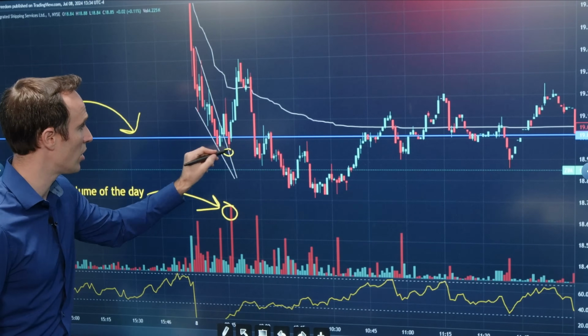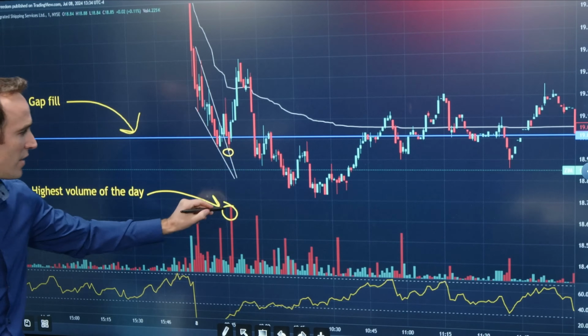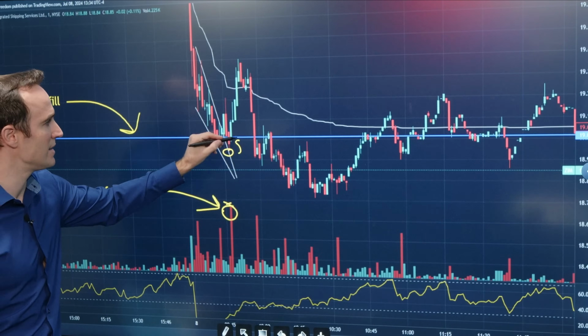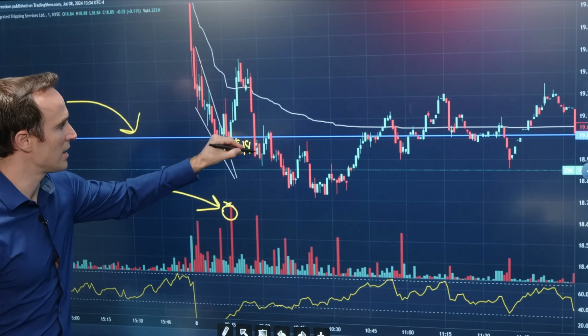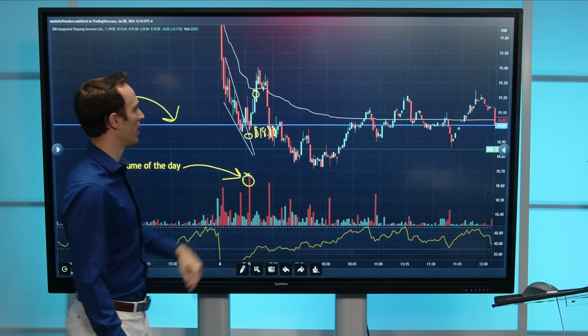It put in the lows of the day here, or at least at this point in the day, and you had this huge volume spike. I bought right here at $18.99 in the Apex day trading room, and we sold right around here.